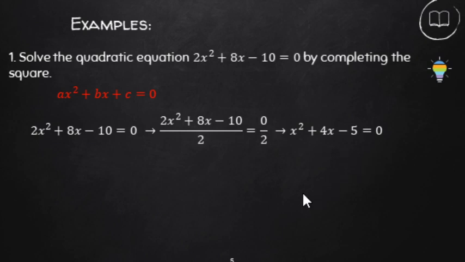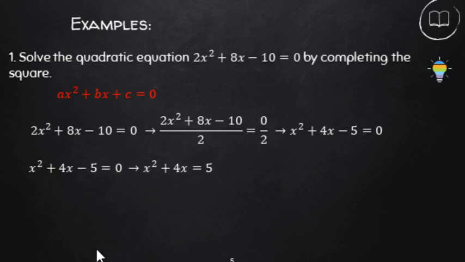Next, write the equation such that the terms with variables are on the left side of the equation and the constant term is on the right side. So the constant term is negative 5, so we transpose negative 5 to the right side of the equation. As we transpose a term to the other side of the equation, the sign will also change. So we obtained now x squared plus 4x is equal to 5.